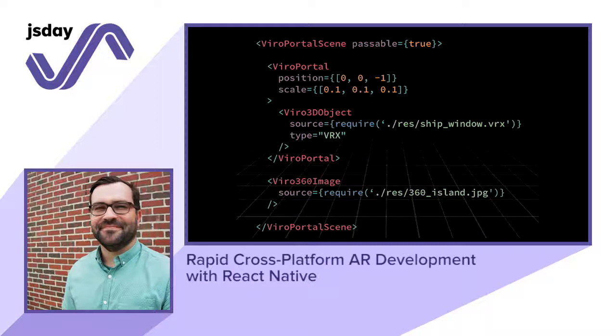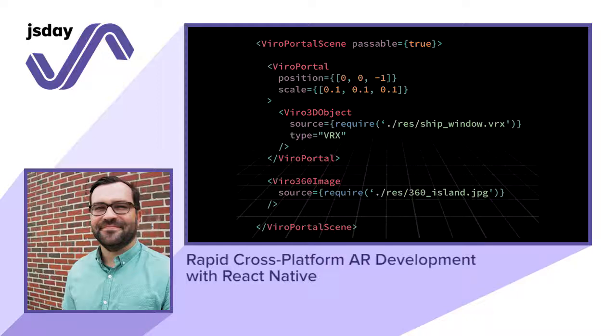So here we're using a 360 image that's going to be inside the portal once we walk through it. The only requirement with this portal scene is that it needs a portal to walk through, which creates the doorway. The actual shape of the doorway we're walking through is going to be a 3D object. This one just has a ship's window that we can look through and walk through, and that's going to be the entrance into this entire portal scene that we're going to look at.